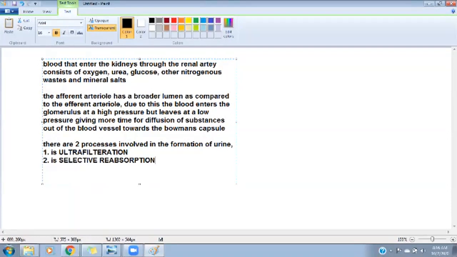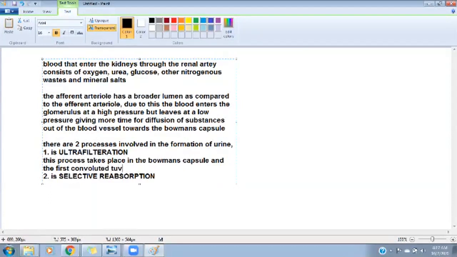अब इन दोनों प्रोसेसेस में होता क्या है, ये हमें पढ़ना है. अल्ट्राफिल्ट्रेशन, this process takes place in the Bowman's capsule and the first convoluted tube. कहाँ पे हो रहे हैं ये दो प्रोसेस? पहला वाला Bowman's capsule and first convoluted tube में.